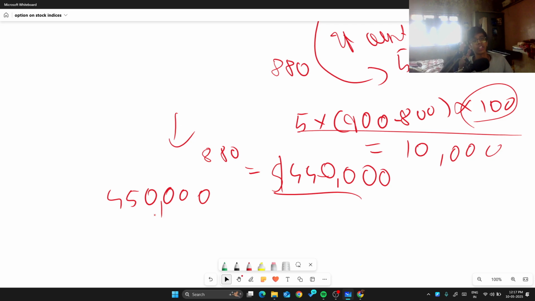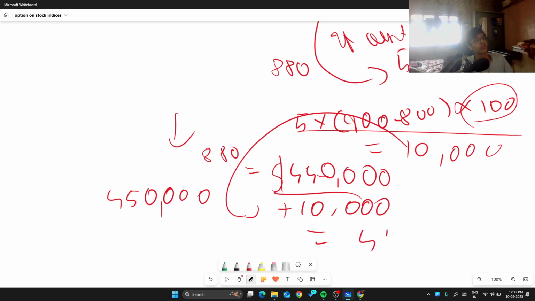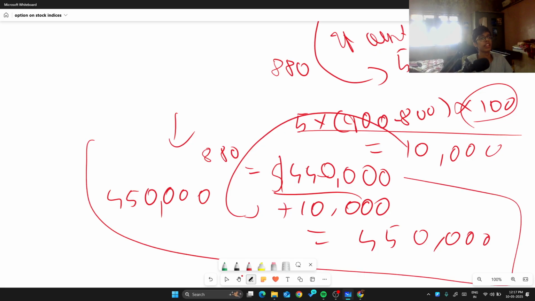We wanted our minimum portfolio value to be not less than $450,000. The total payoff from the put option is $10,000, right? We are in the money, and the total value of the portfolio would be around this. So in a way, we hedge our downside risk.